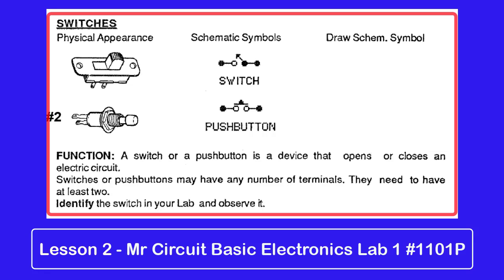You can see 2 switches that are there. One we call a slide switch, the other one's a push button switch. You can see the schematic symbols, and I'd like you to draw those on your paper when you get a chance. The function of a switch or a push button is a device that opens or closes an electric circuit. Switches or push buttons may have any number of terminals. They need to at least have 2. Identify the switch in your lab and observe it.